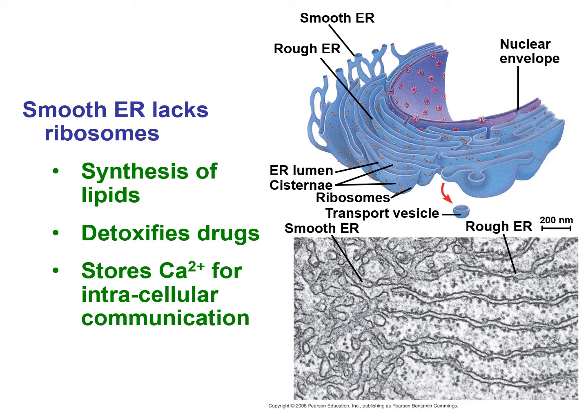Another important role of the smooth ER is to detoxify drugs, and it also stores calcium that's used for intracellular communication, events that happen within the cell. A really nice example of this is what happens in muscle cells. Muscle cells have extensive smooth ER. It's modified into something called the sarcoplasmic reticulum. And don't worry about that yet. We'll talk about that next term. But a sudden release of calcium from the smooth ER in muscle cells is what initiates their contraction.